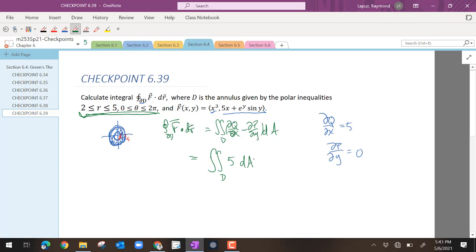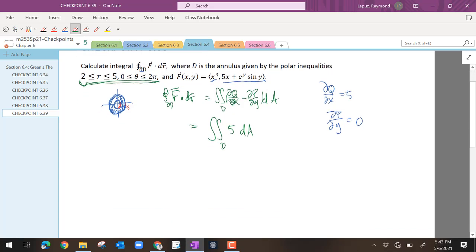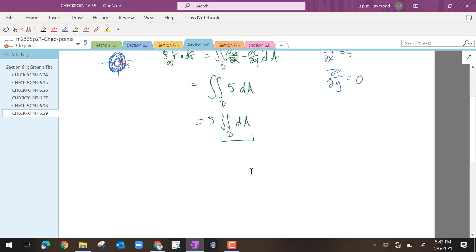Now we could take advantage of the fact that we have a constant times the double integral of dA, and just find the area of this annulus, which is going to be the difference of the areas of two circles. Or we can set this up like a double integral. In either case, we should work it out the same way.